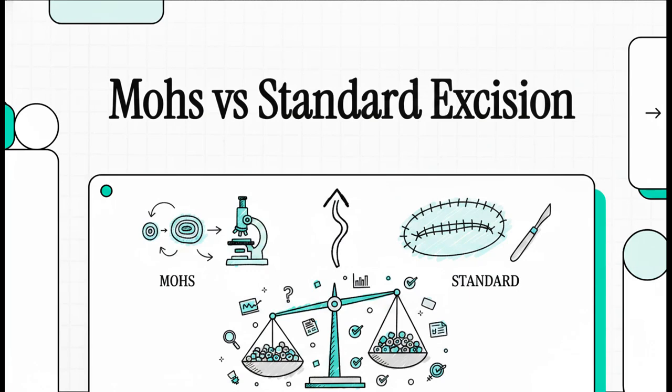Welcome to this explainer. If you or someone you care about is looking at a skin cancer diagnosis, you're probably hearing a few surgical terms thrown around, particularly Mohs surgery and standard excision. Honestly, it can get pretty overwhelming. So our goal today is to help you navigate that exact decision. We're going to dive right into what the objective, evidence-based data actually says, cut through the confusion, and give you the tools to make a highly informed choice about your care.